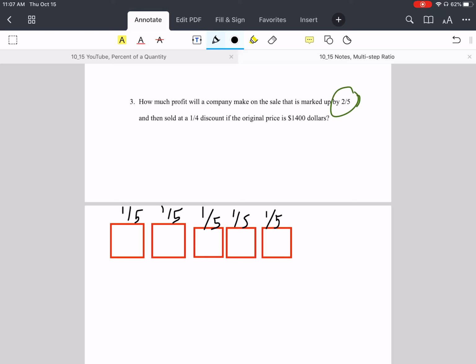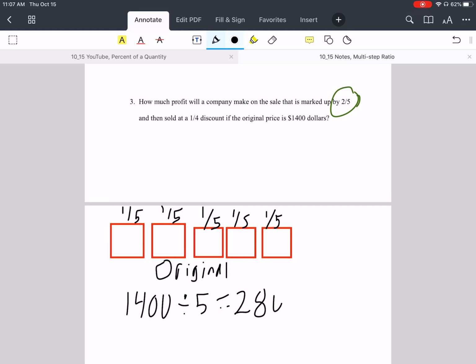And this is the original price. And we are told that the original price is $1,400. So to figure out the value of each box, we're going to divide 1,400 by 5 because there's 5 boxes. And that will get us $280 per box. So each of these boxes are worth $280.